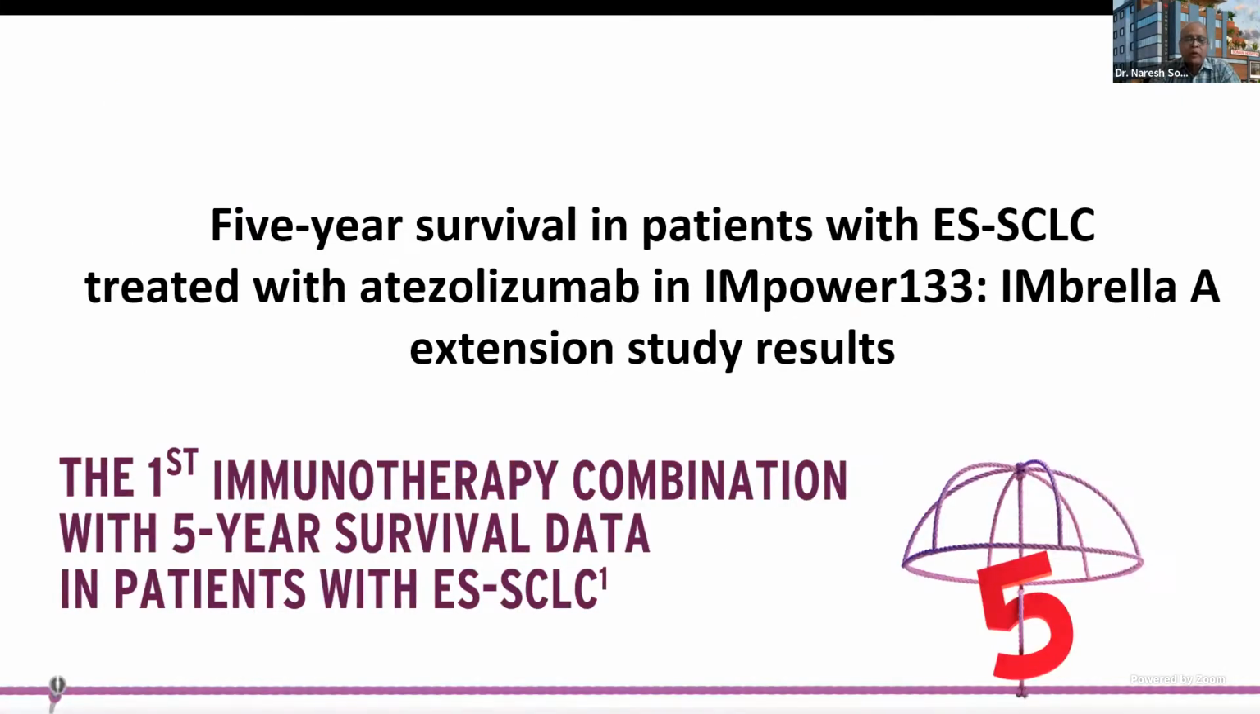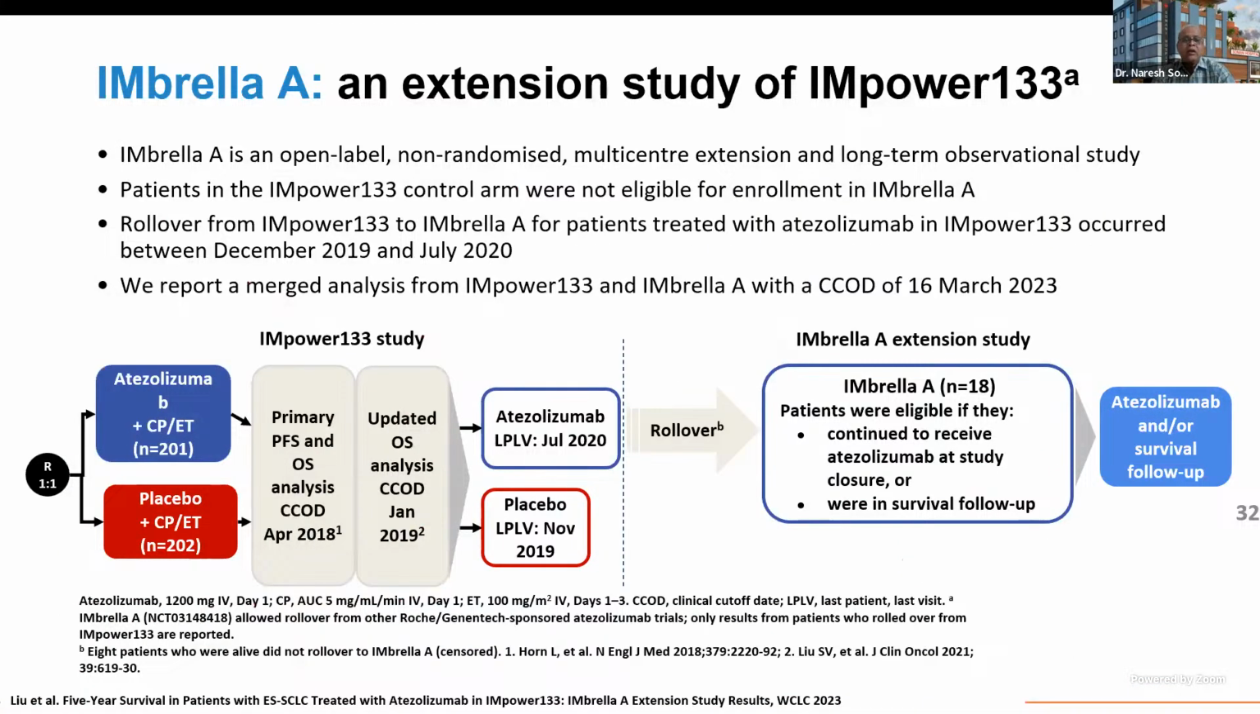So coming to the small cell lung cancer data, that is the 5-year survival in extensive stage small cell treated with atezolizumab plus chemotherapy, that is IMpower133. That is the first immunotherapy combination. We all know 5-year survival data are now available. IMbrella A is an extension study of this particular trial, where those patients of the investigational arm continued the treatment through a rollover, versus the placebo patients who had already stopped this particular treatment.